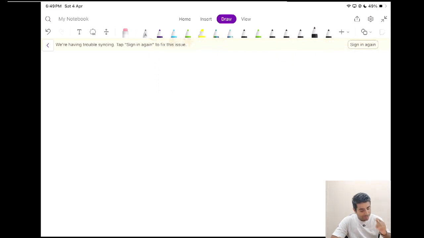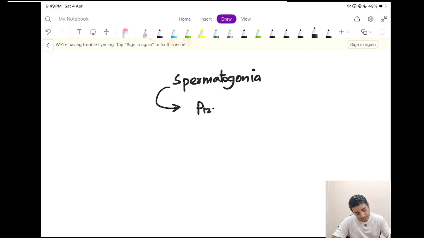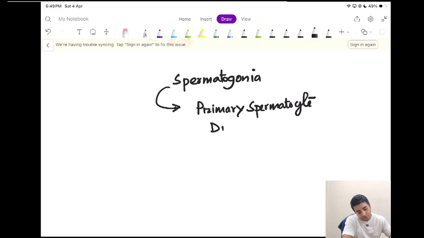Now, how will it happen? What we said is that it will start from the spermatogonia. Some of the spermatogonia we call primary spermatocyte. Primary spermatocyte, which is diploid. So it will have 46 chromosomes. What will be the number? 46, because it is diploid.